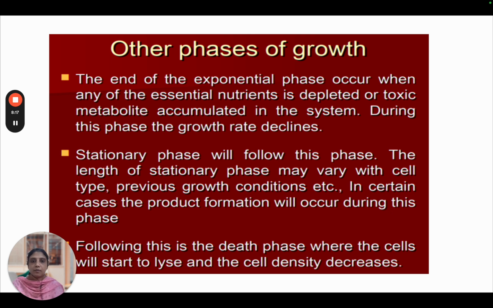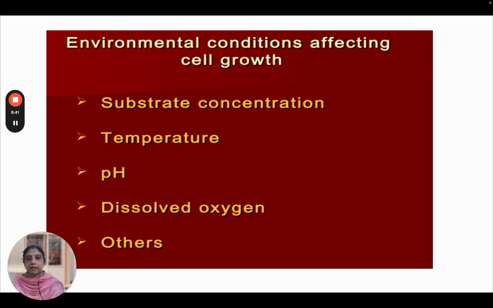Other phases of growth: immediately after the log phase, it will move to the stationary phase. This is the phase where the microorganism is getting depleted of nutrients and toxic metabolites accumulate in the system. This is a phase where the cells will be alive, but the number of cells won't increase. Following this is the death phase, where the cells will start to lyse and the cell density decreases.